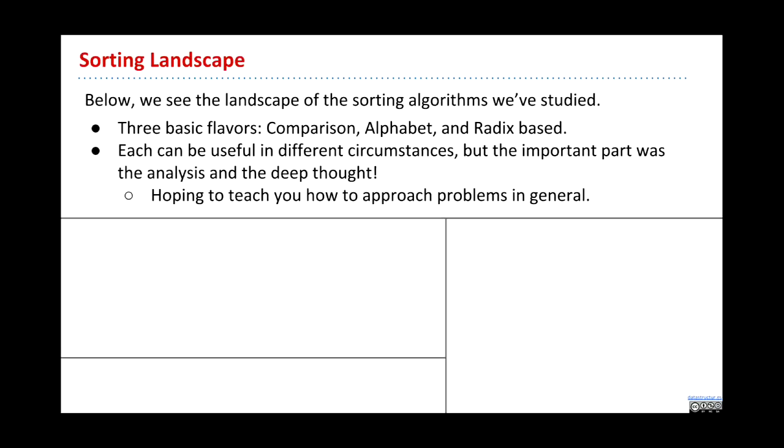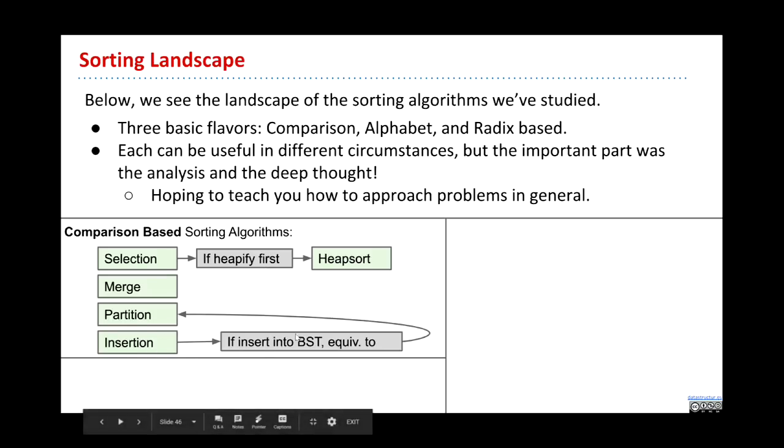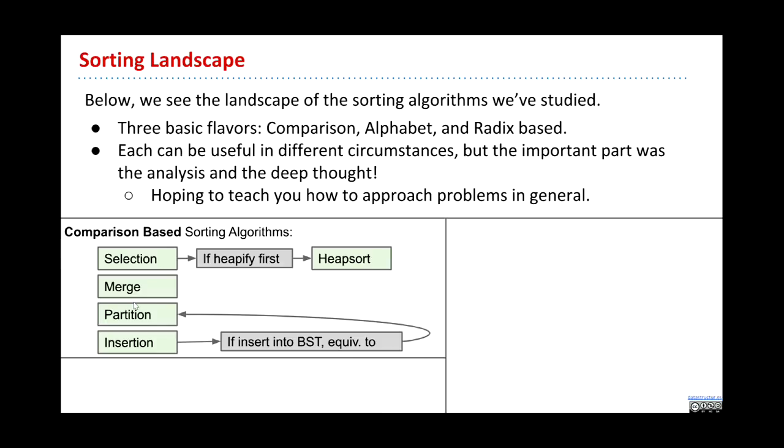So there's basically three flavors of sorts that we discussed. The first were sorts that use comparison. We spent most of our time on those. We had selection, merge, partition, and insertion sort. And we had some variants. For example, if we use a heap, we get heap sort. And we talked about how insertion sort, if you insert all of your items into a binary search tree, it turns out to be partition sort, also known as quick sort. That's one way to look at comparison sorts.